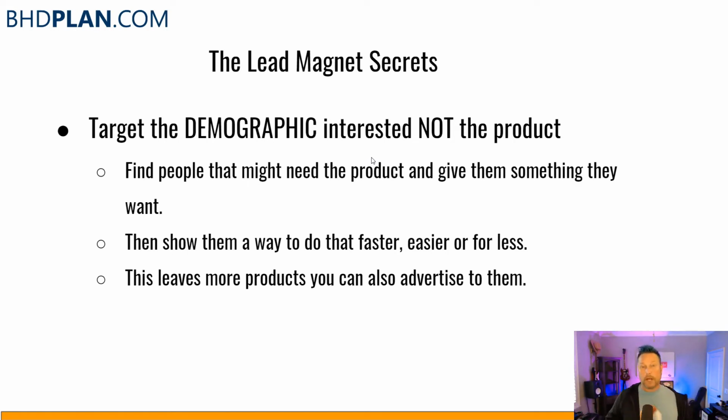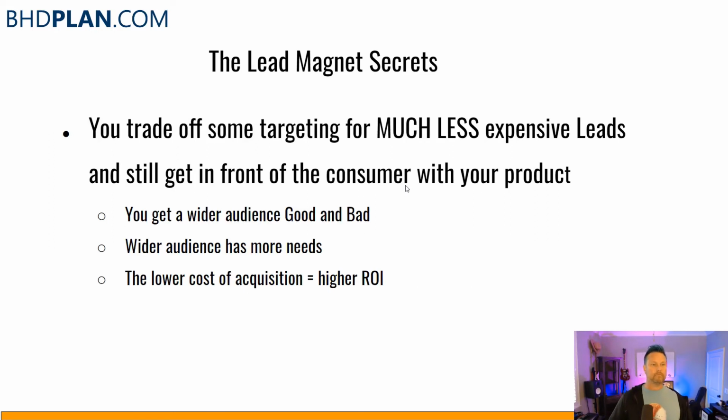I just think about what I do. If I'm interested in a subject matter, I'm like, well, how do I get this? How do I get that? How do I do this? And then boom, next thing you know, I bought like five different things for it. So you're going to trade off some targeting, but the leads are going to be so much less expensive, and you're still going to get the consumer in front of the product. So the offsetting cost more than makes up.